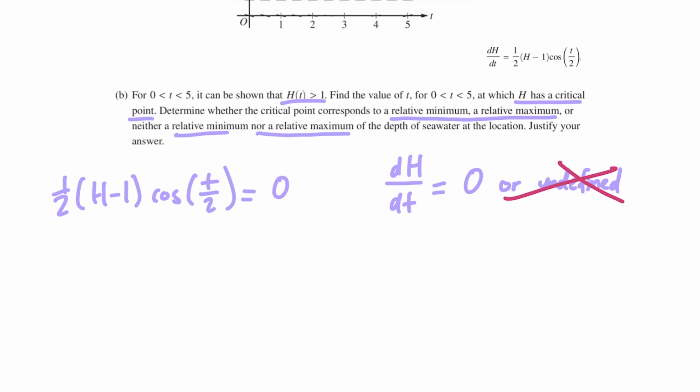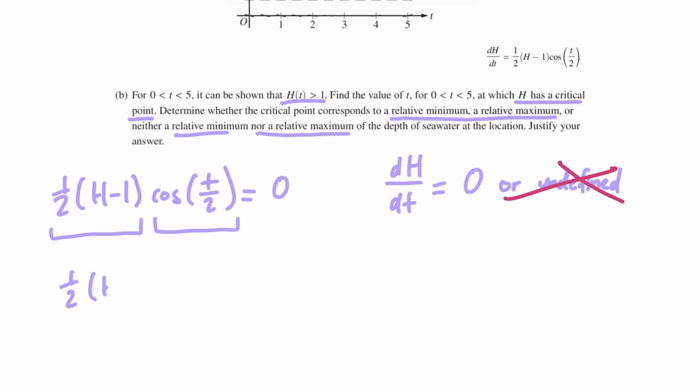So let's think about this for a little bit. We have two parts to this equation. We have our 1/2 h minus 1, and then we have our cosine of t divided by 2. And if either one of these is equal to 0, that's going to set the entire function equal to 0, right? So when are these two equal to 0? Let's take a look at them step by step.